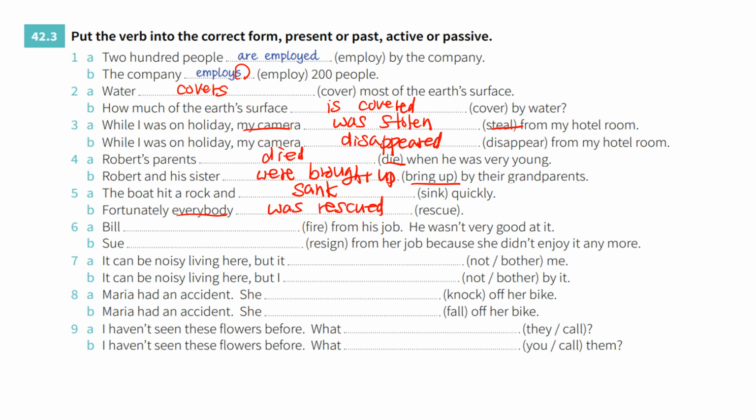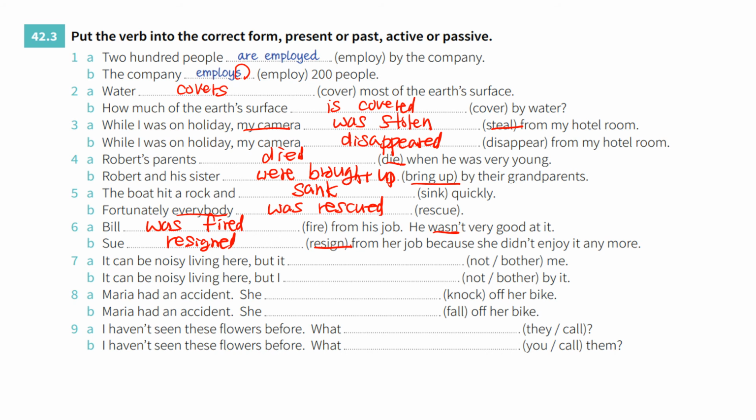Bill was fired from his job. He wasn't very good at it. Sue, resign cannot be used as passive, so active, resigned. Sue resigned from her job because she didn't enjoy it anymore.